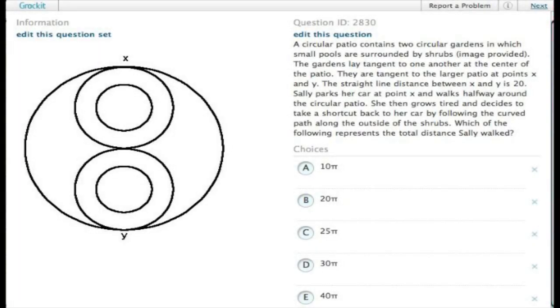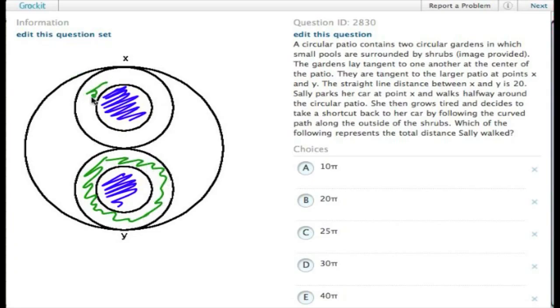A circular patio contains two circular gardens in which small pools are surrounded by shrubs. Let's go ahead and color that in. Say it's got blue in there. We got gardens here, shrubs. Little visual aid.